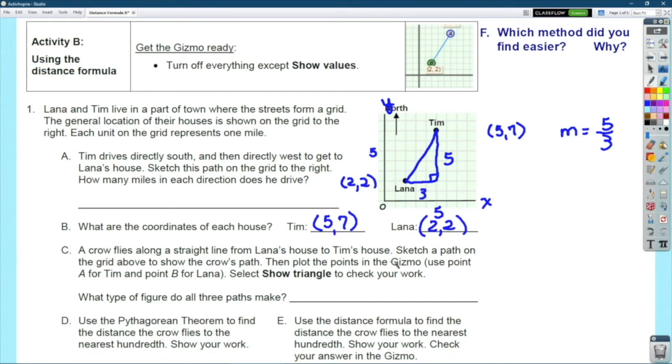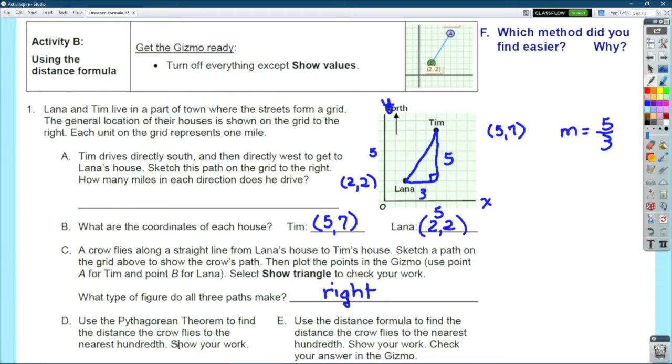Select Show Triangle to check your work, and so then you'll do that on Gizmos. What type of figure do all 3 paths make? Not sure what 3 paths they're talking about, but this is a right triangle. So no matter which way you go and you draw it, it's a right triangle. Maybe they're talking about 1, 2, 3, 1, 2, 3, and then this way. So we went here, and then we go there. So that must be the 3 paths.